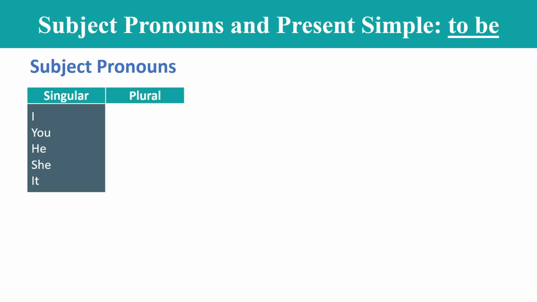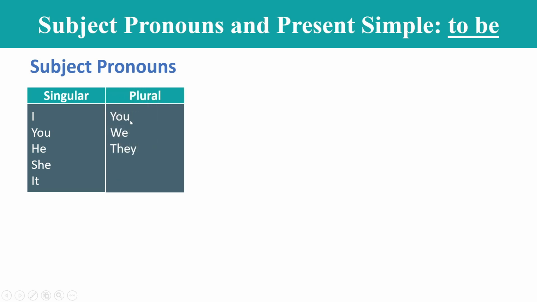And plural subject pronouns: you, we, they. These are plural subject pronouns. Plural subject pronouns refer to more than one person, one thing, or more than one animal.